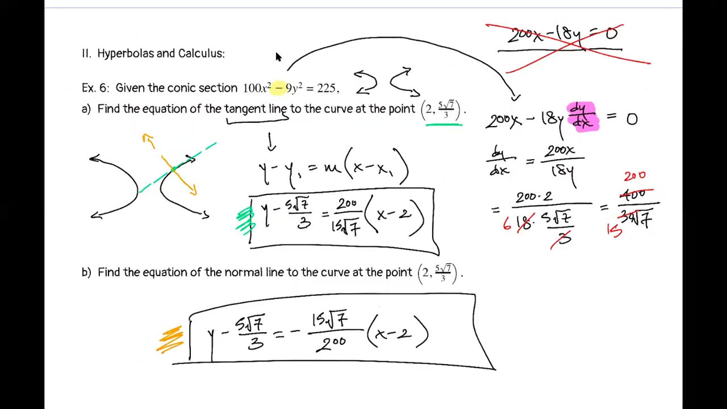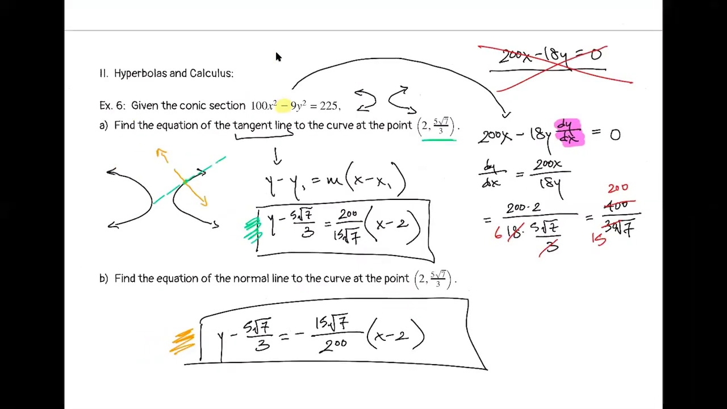All right, so folks, there we have it for hyperbolas. Not as many applications, but I think it's a little bit trickier to graph, so it kind of balances out that way, if you will. Okay, so I'm going to stop sharing my screen here.